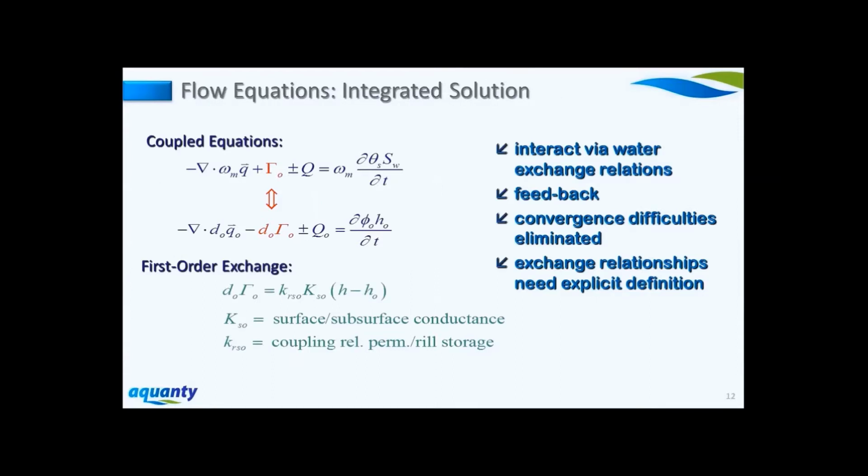Now, in the integrated solution, we can see there's this red arrow linking the two gamma naught terms, which is the exchange of water between the surface and subsurface. So the linkage is actually done by that first order exchange. It says the water flux is proportional to, if you will, the head difference between the surface and subsurface regimes, a conductance term, and a relative permeability term. So given this linkage, we can solve those two equations simultaneously throughout the entire computational domain.